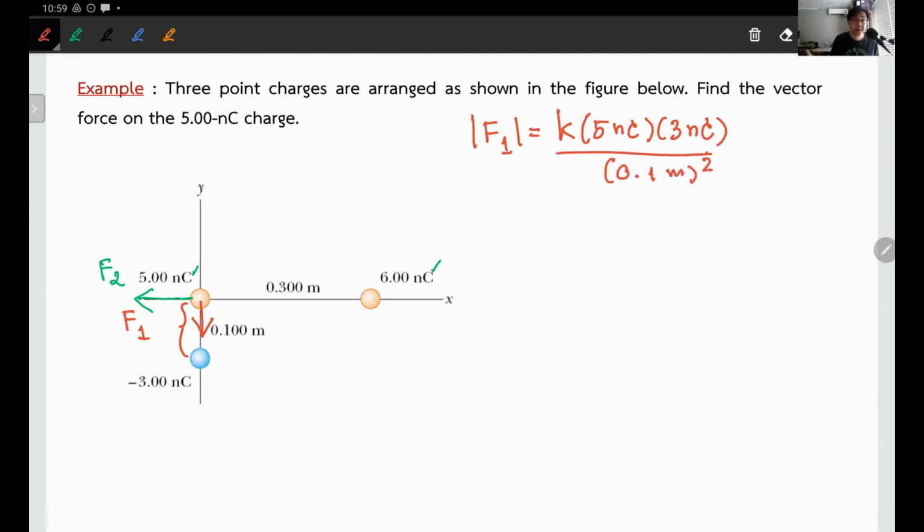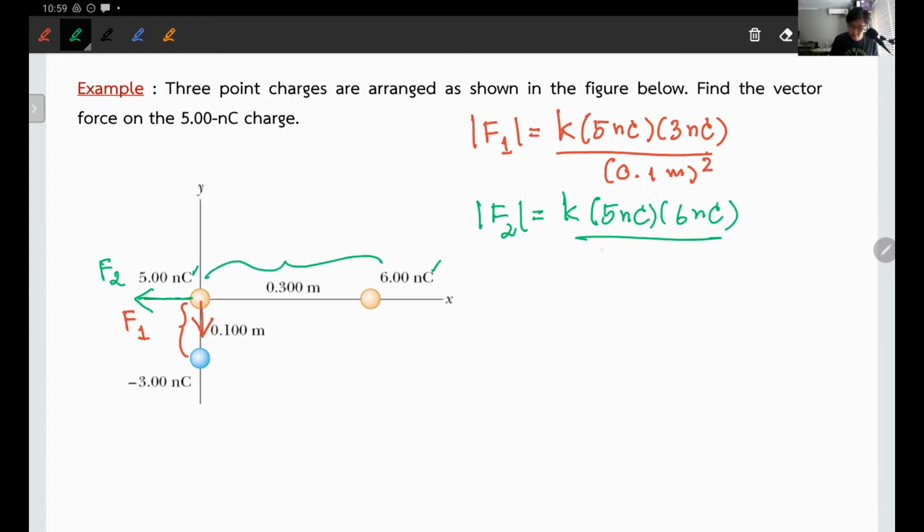That is the magnitude of the F1 force. Do the same thing with the F2. It's going to be k times the pair of the charges, which is going to be 5 nanocoulomb and 6 nanocoulomb, divided by the separation squared, which is 0.3 meters squared. All right, and that's it.